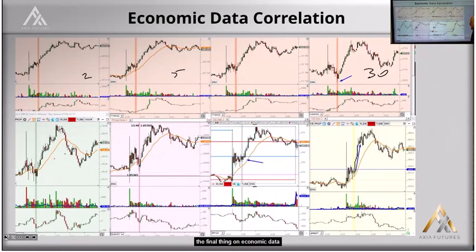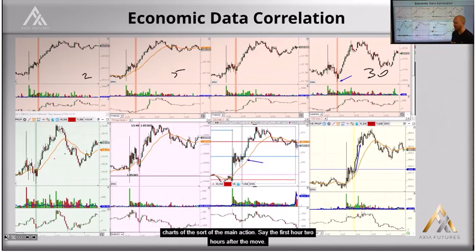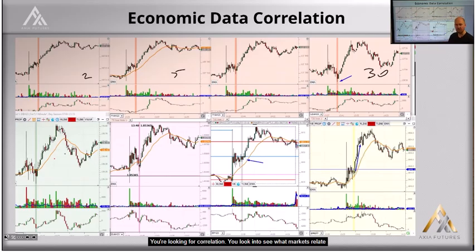The final thing on economic data to help progression over time. Now, this may not be useful immediately, but what I would do on every piece of economic data is get multiple markets up, just 1 minute charts of the main action, say the first hour, 2 hours after the move. You're looking for correlation. You're looking to see what markets relate to each other.